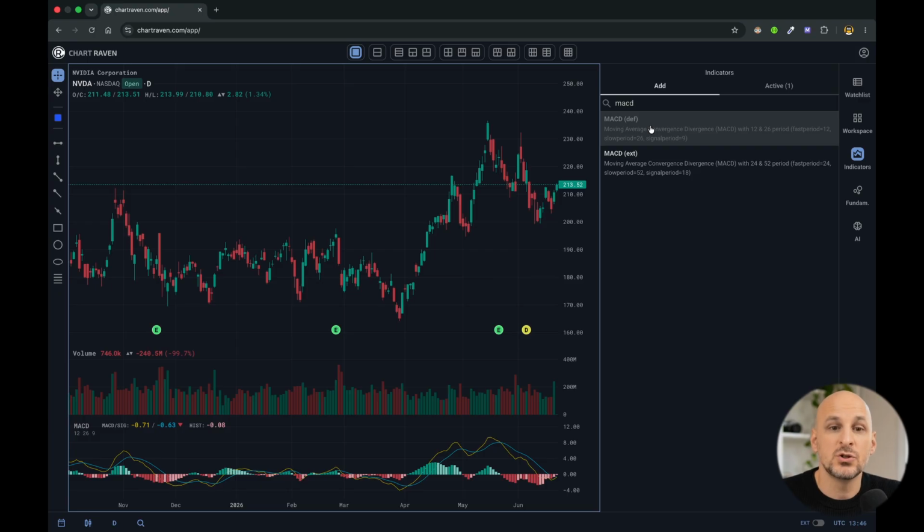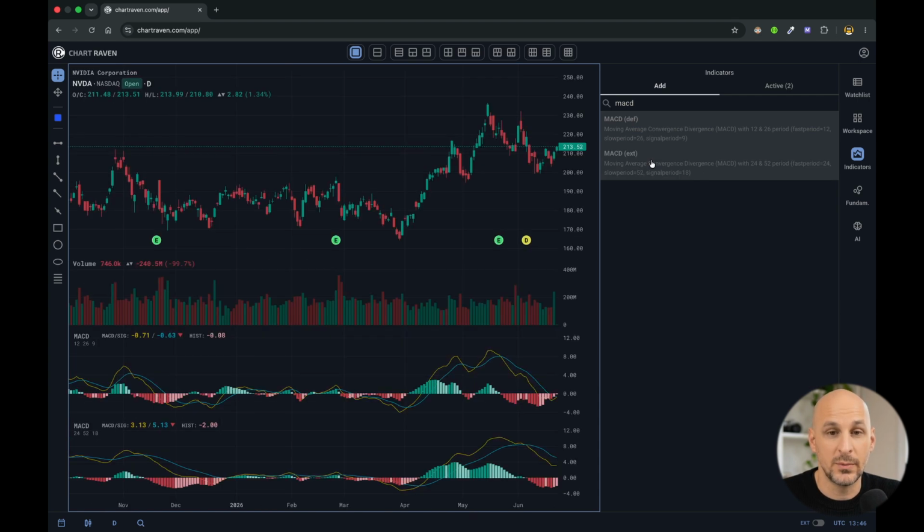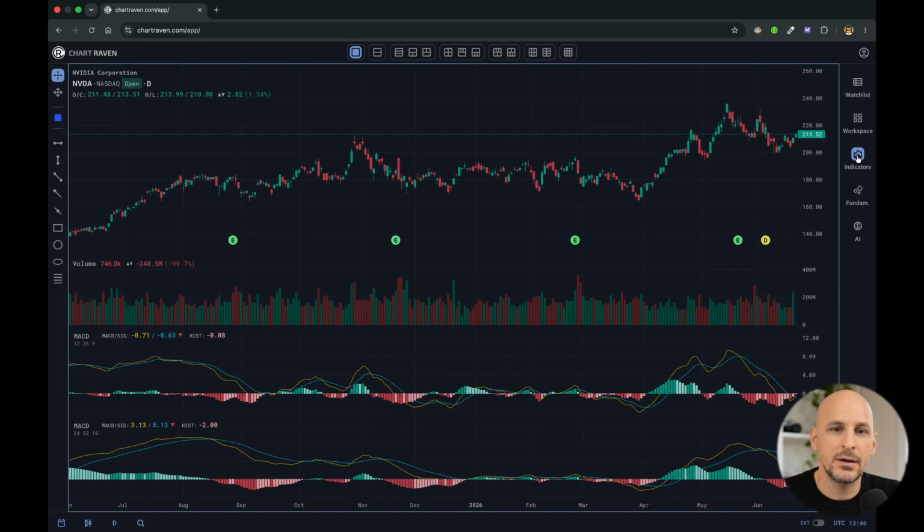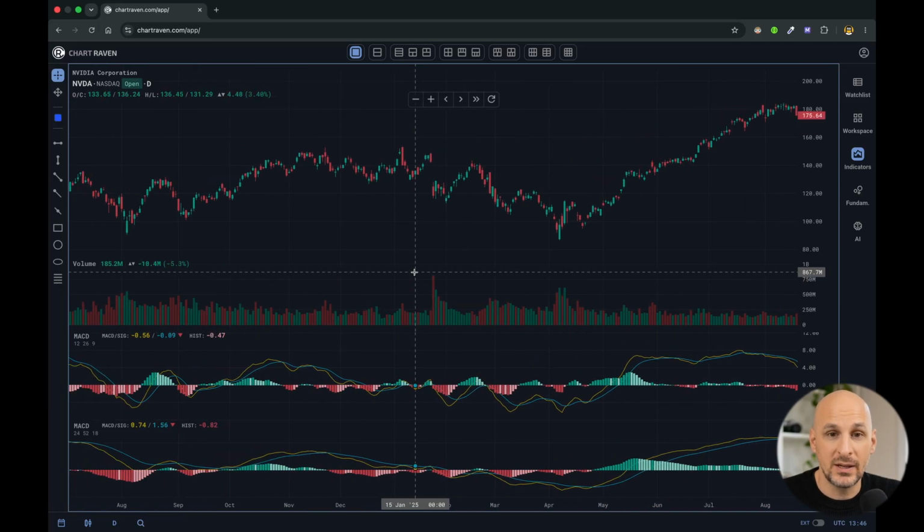ChartRaven also provides a so-called extended MACD indicator, which doubles those periods to 24, 52, and 18. Same indicator, slower lens. It reacts more gradually, filters out short-term noise, and gives you cleaner reads on bigger moves. Reach for it on higher time frames, daily and weekly charts.